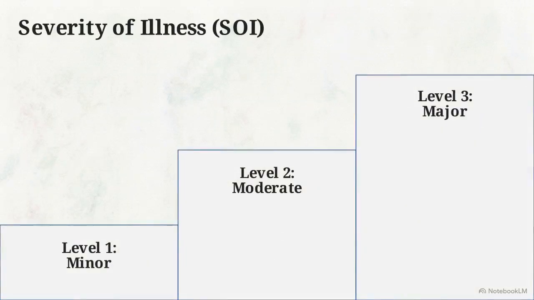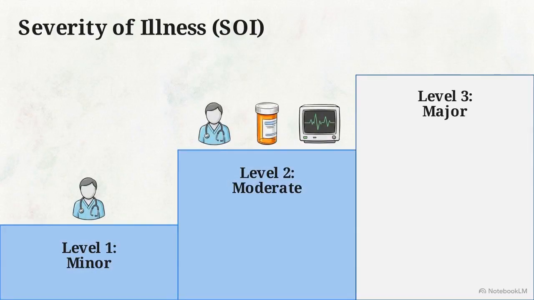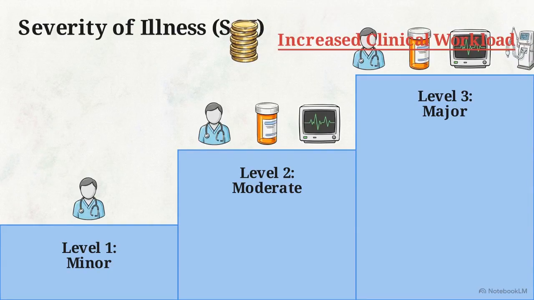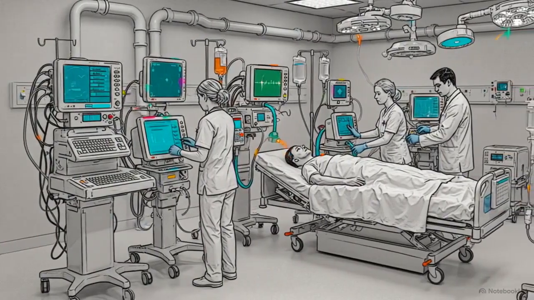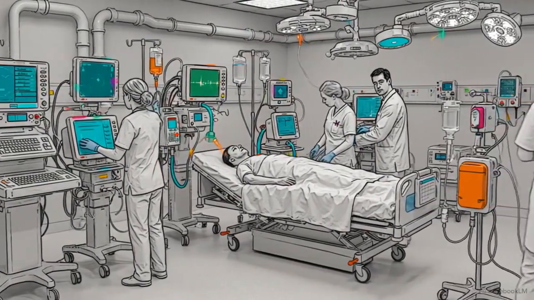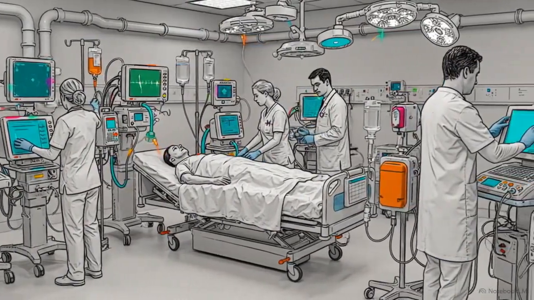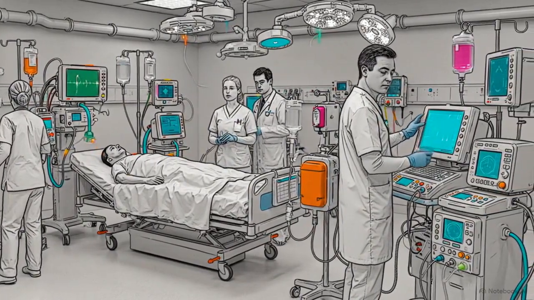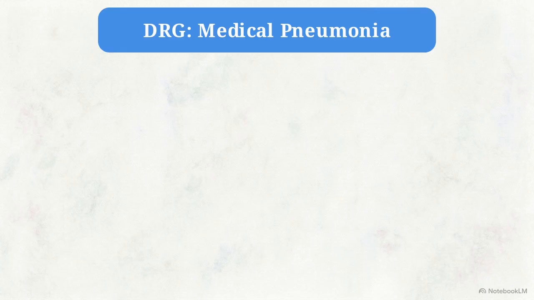There are 3 distinct levels, ranging from level 1 for minor cases to level 3 for major complexity. Each step up signaled to the hospital that a patient required a much heavier workload. This is the only metric the hospital has to differentiate a routine, standard admission from a complex, resource-heavy struggle for a patient's survival. Let's look at 3 different patients to see how this works.